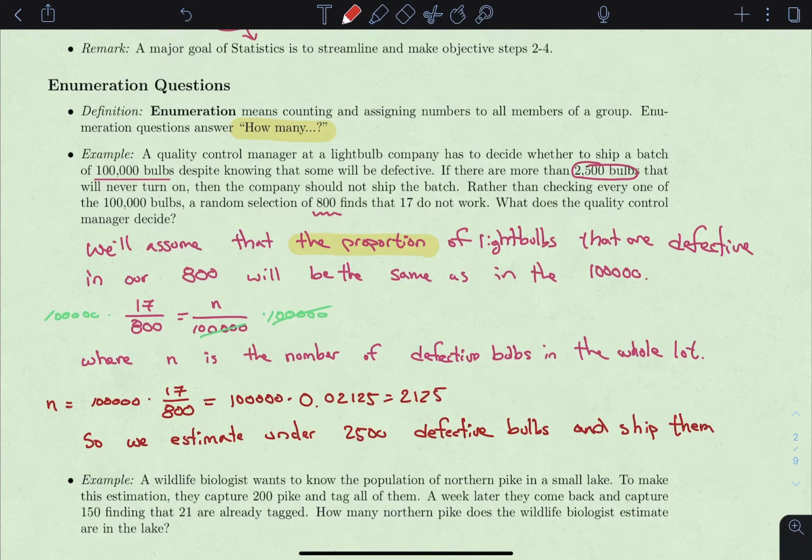Notice all that we ended up doing was multiplying the proportion by the total number. But it's nice to see it in this equation format right here. It'll be helpful for the next problem. So let's look at that.